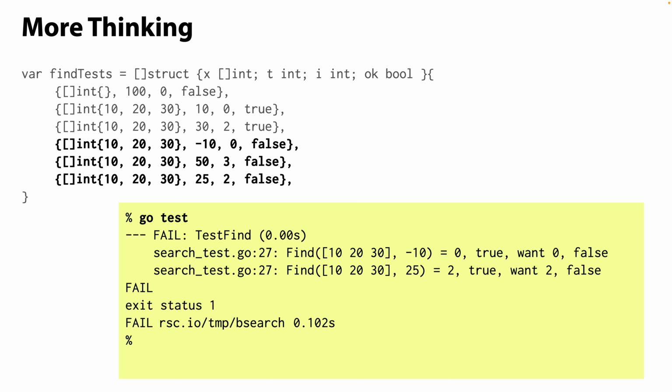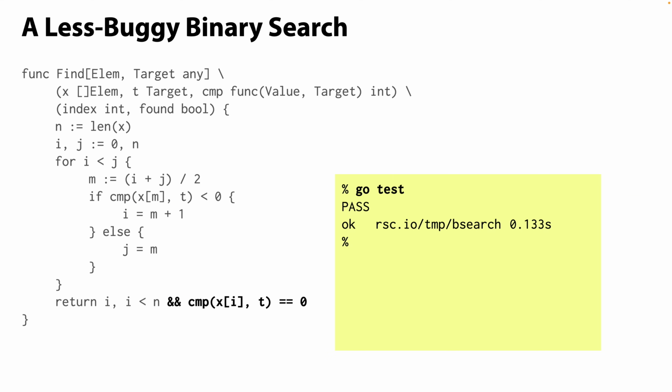When we run these tests, they fail. The returned index i is correct, but the Boolean indicating whether the target was found is wrong. So let's look at that. Reading the code, the Boolean expression at the return statement is wrong. It was only checking that the index is in range. It also needs to check that the value at that index equals the target. So we can make that change, highlighted here, and now the tests pass.